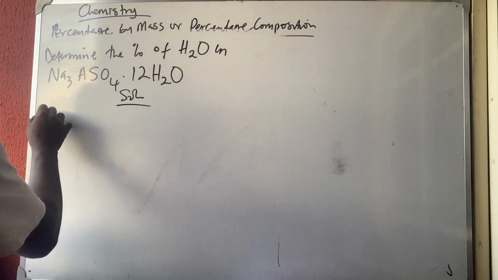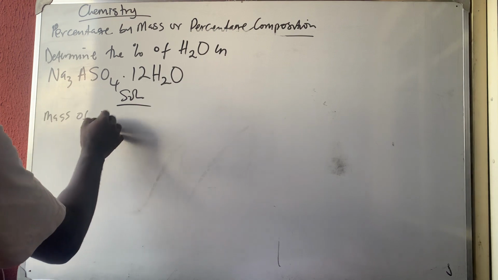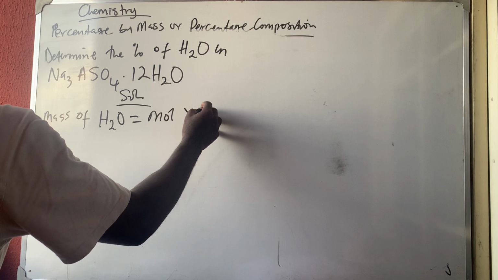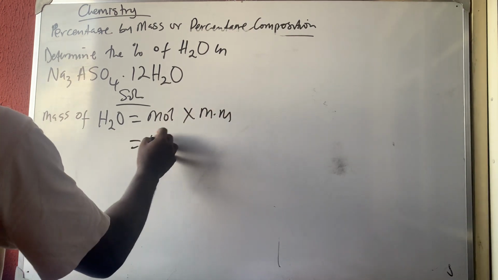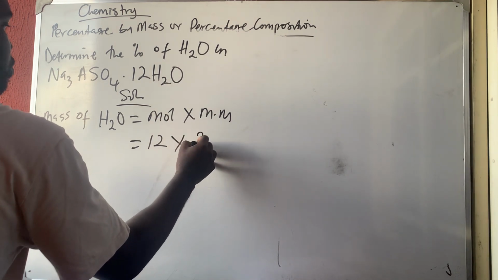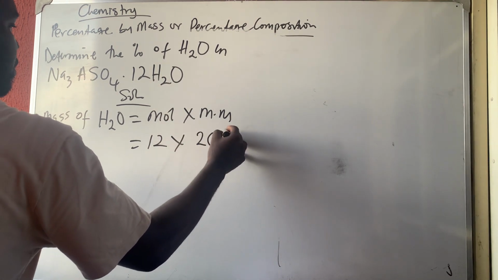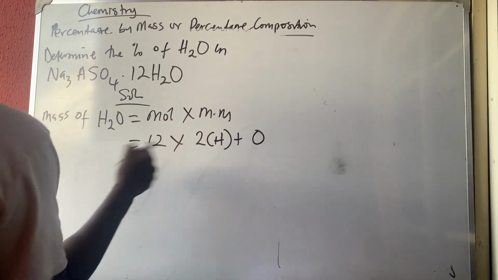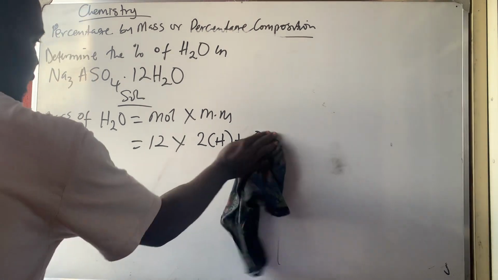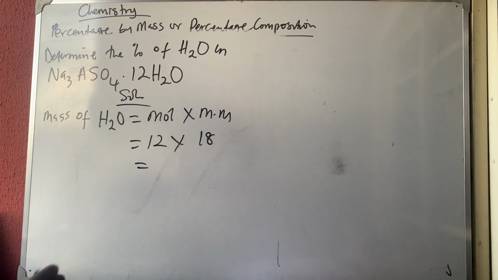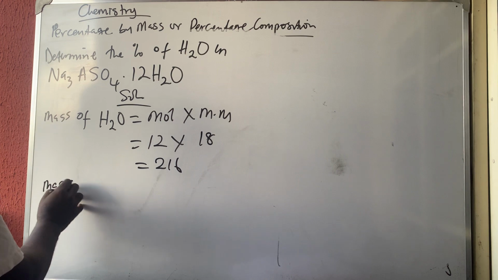Now, first of all, the mass of water, that is the mole times what? The molar mass, and the mole is 12 times the molar mass. What is that? 2 of hydrogen plus 16 oxygen. In fact, water is 18, so the molar mass of water is 18. So 12 times 18, which will give you 216.